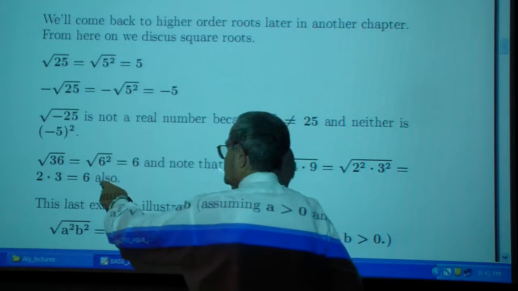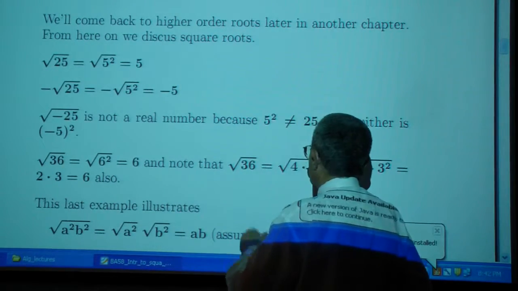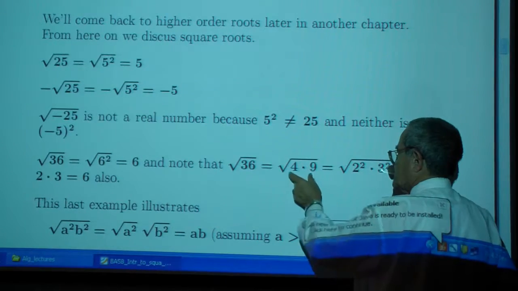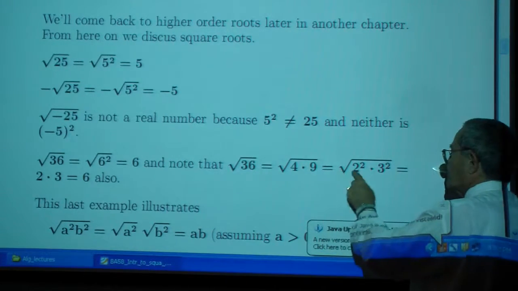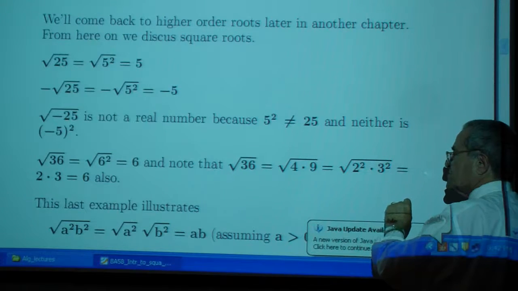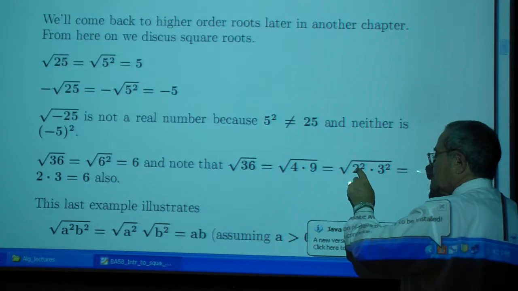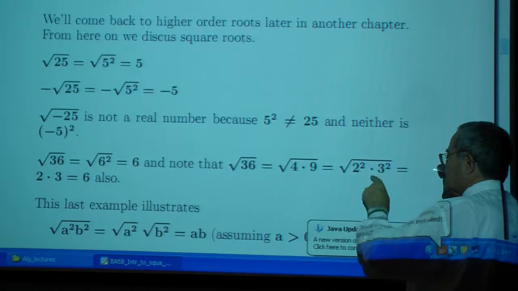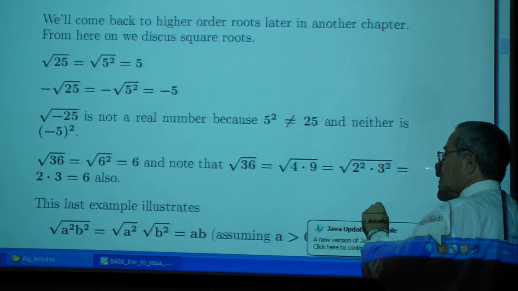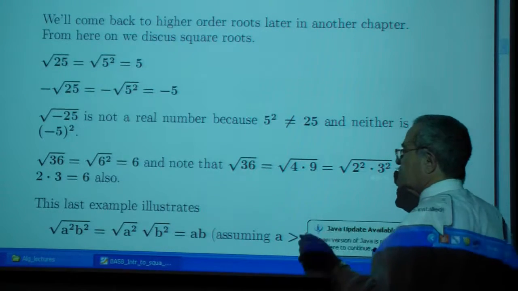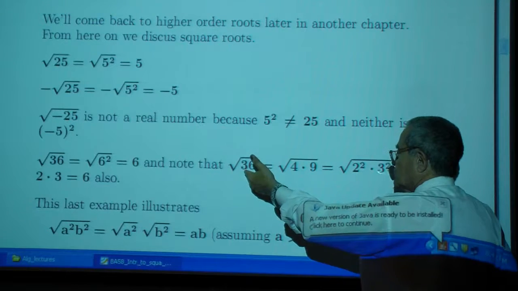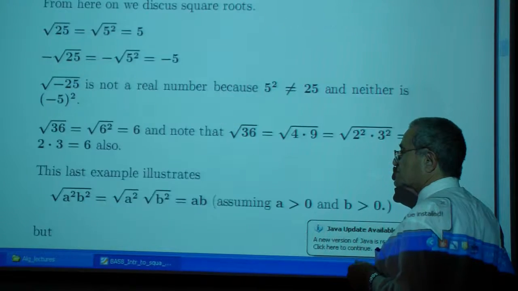Square root of 36, 6 times 6 comes out. Square root of 36, 36 is 4 times 9. 4 is 2 times 2, 9 is 3 times 3. One element of the pair comes out, another factor of this other pair comes out. 2 times 3 comes out, you get 6. And the square root of 36 is indeed 6.